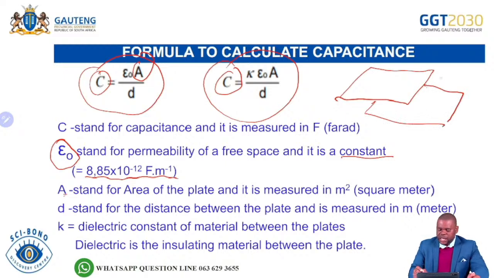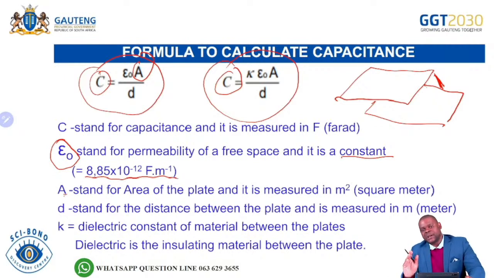And then you can see that there's a distance between the two plates, and the space between the two plates, that's where you get what? Dielectrics. A dielectric is any insulating material that you can use. It's either air, plastic, paper, or glass.